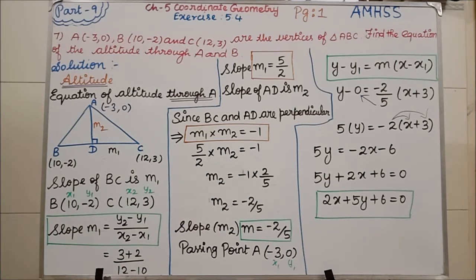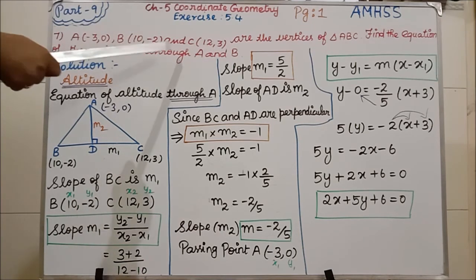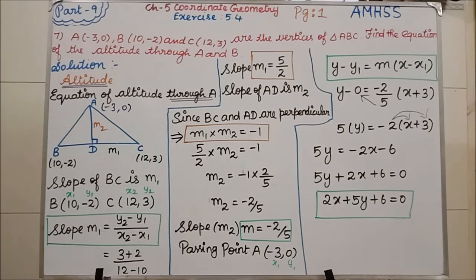Okay. On page number 2 what will we see? The altitude through B we will see. Clear, students? Now we will see it.